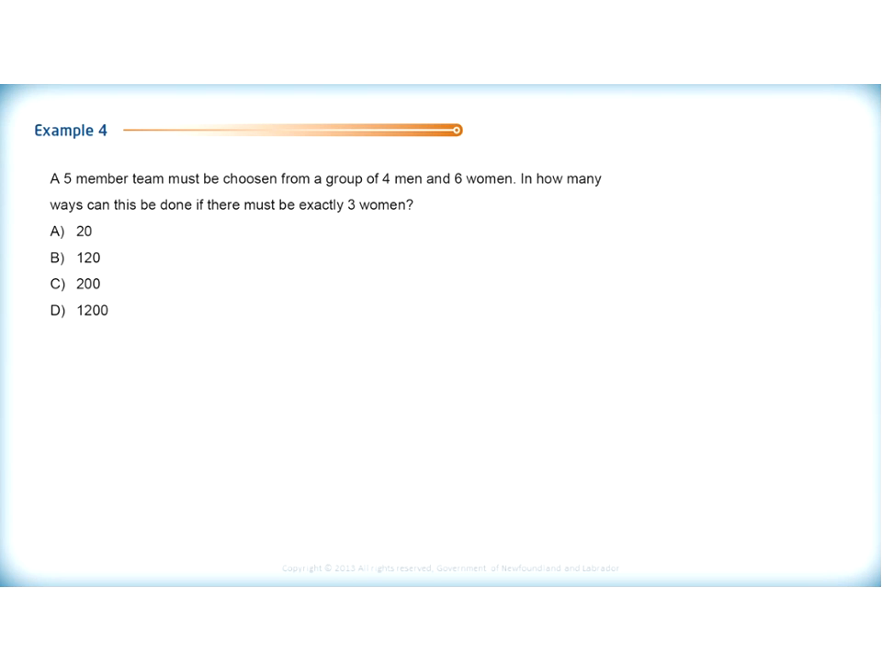Example 4. A 5-member team must be chosen from a group of 4 men and 6 women. In how many ways can this be done if there are exactly 3 women? Again, you may want to pause the recording here and try this question before I actually do it.